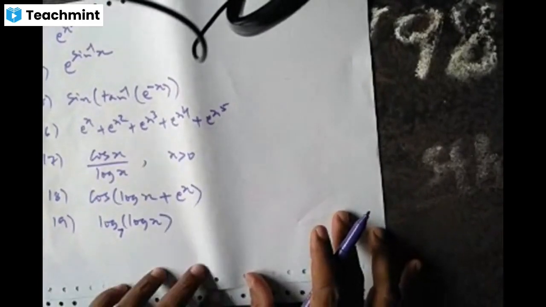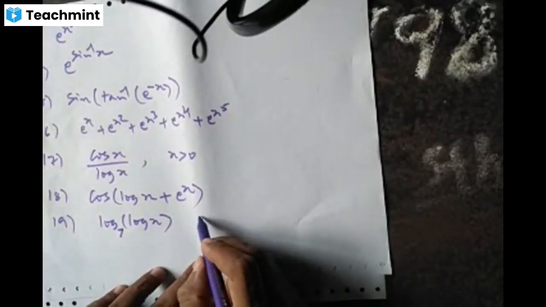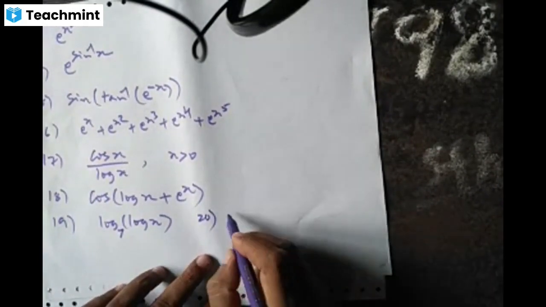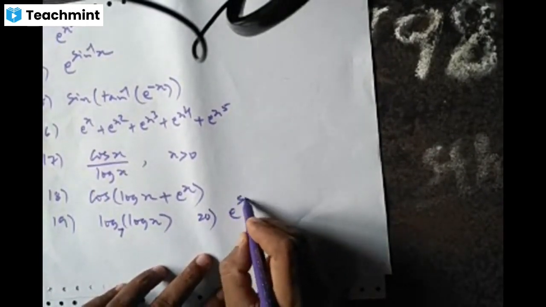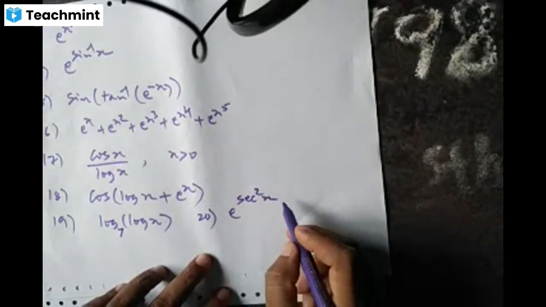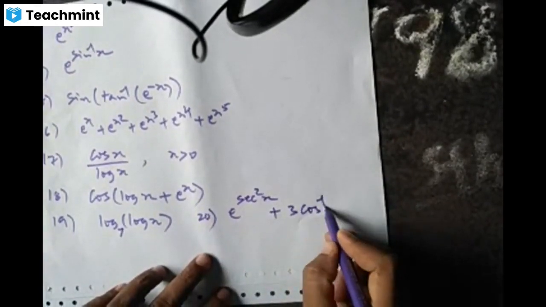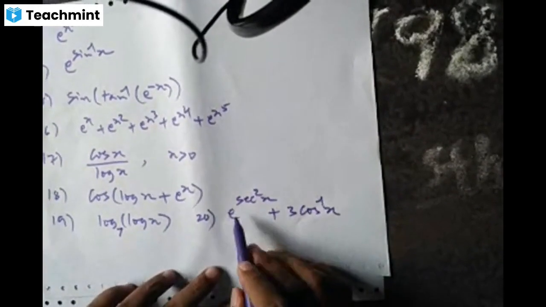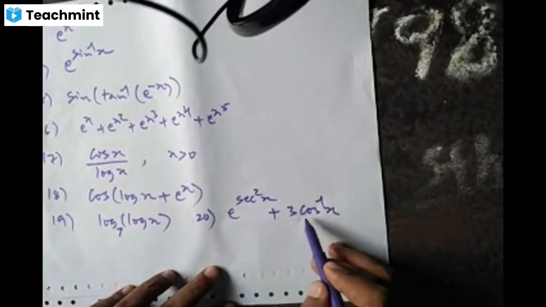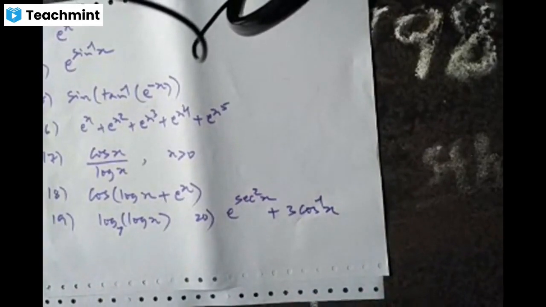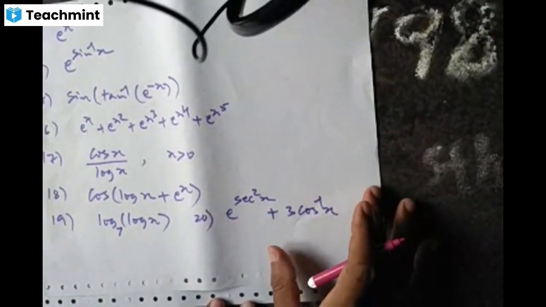So I'll do the 19th one now, but before that you copy down the 20th problem. 20th problem is e power secant square x plus 3 into cos inverse x. Okay. I'll do the 19th one now.